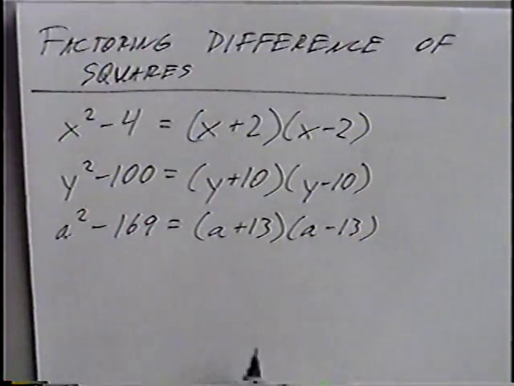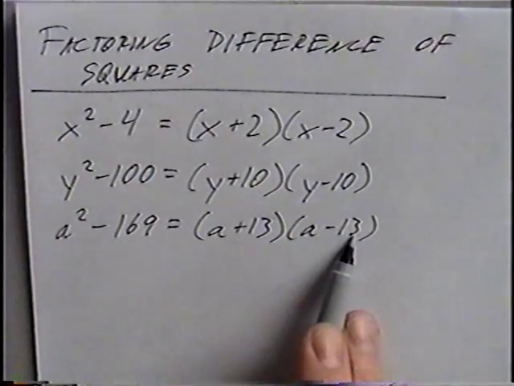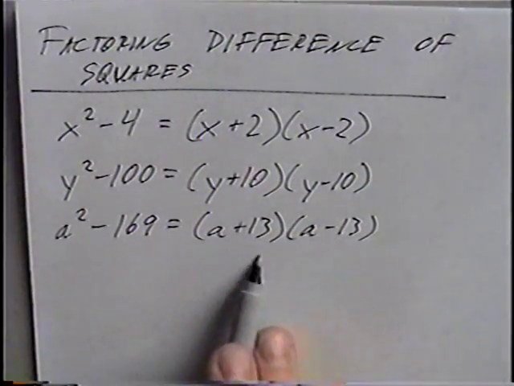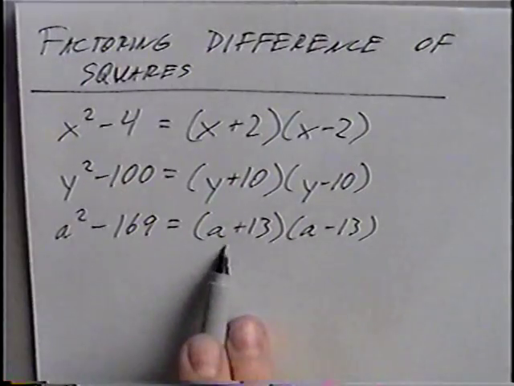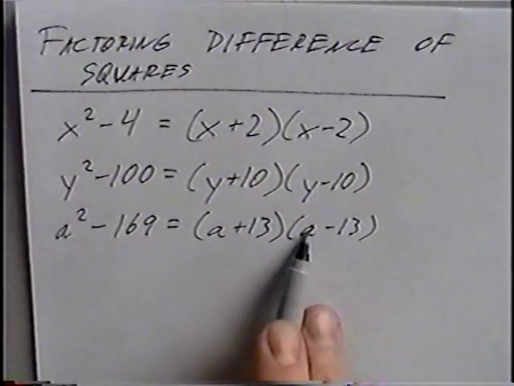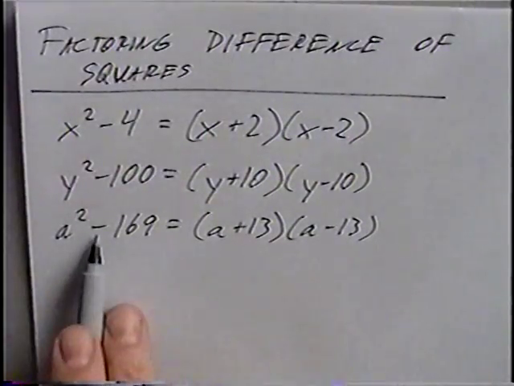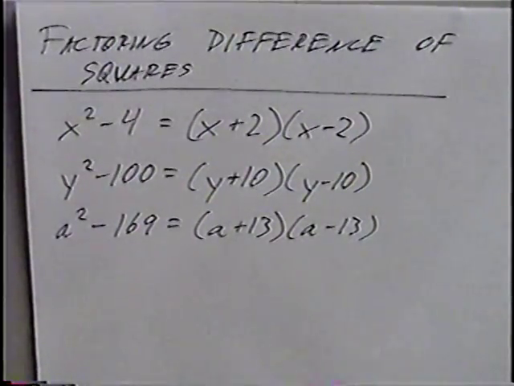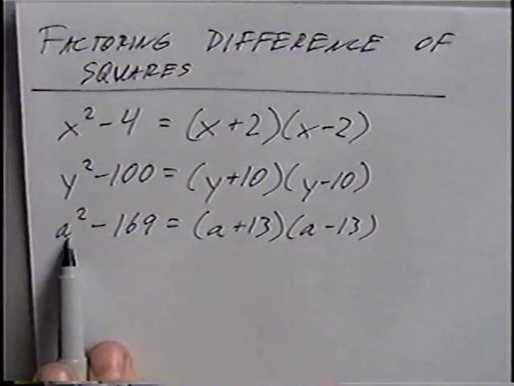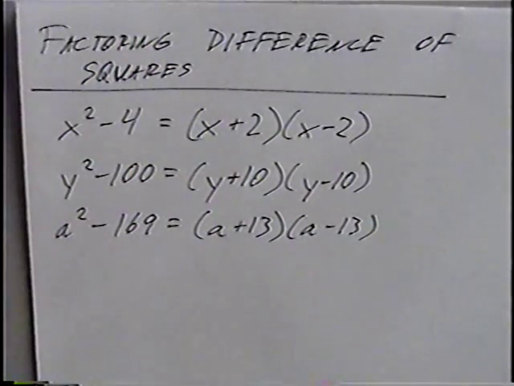The reason this works out is if you FOIL it out, the outside term will always be a negative, in this case negative 13 term, negative 13a. The inside term will always be a positive 13a, so the outside and inside cancel, and that's why there's no middle term. But to solve difference of squares, take the square root of each term.